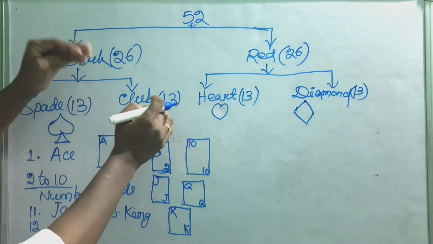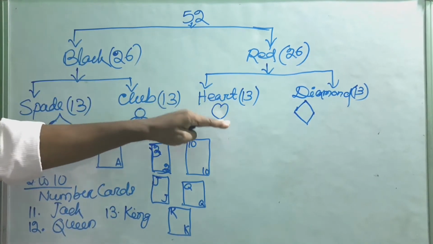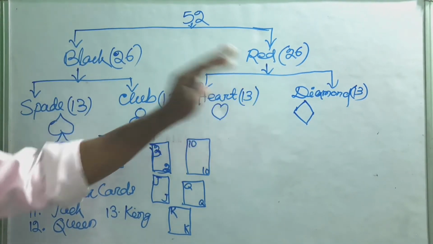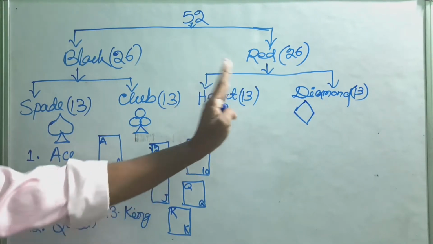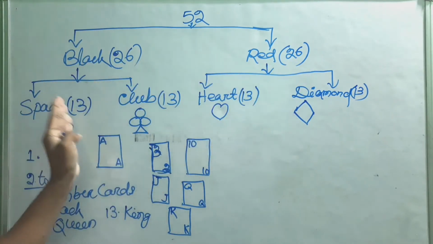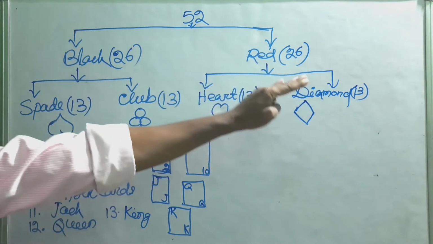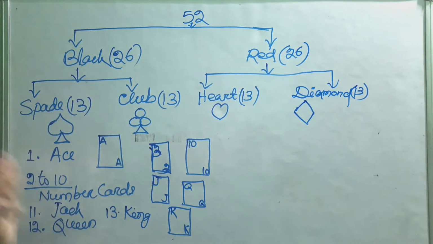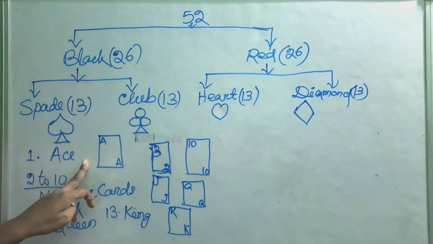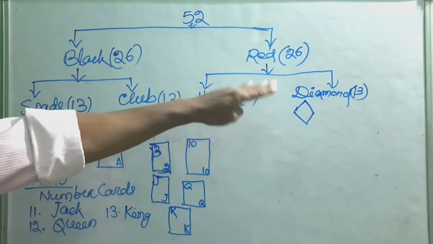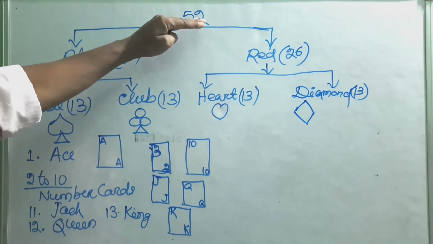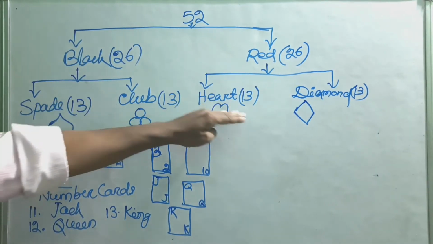Similarly, 13 cards are represented in club, 13 cards in heart, and 13 cards of diamonds are also represented in this way. So each type of cards, spade, club, heart, diamond, are all represented in this form. Here I have written that 4 types of cards are present in a pack of cards: spade, club, heart, diamond.